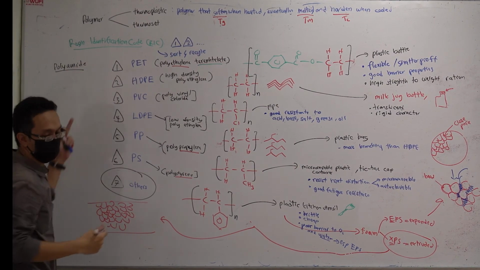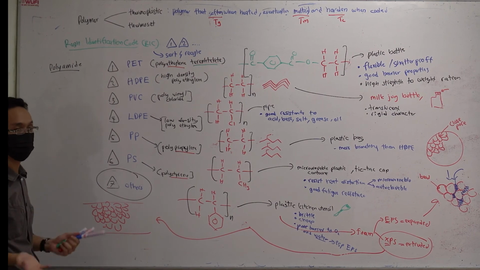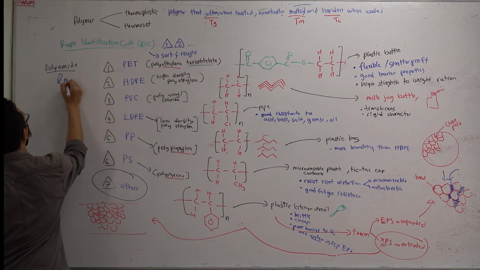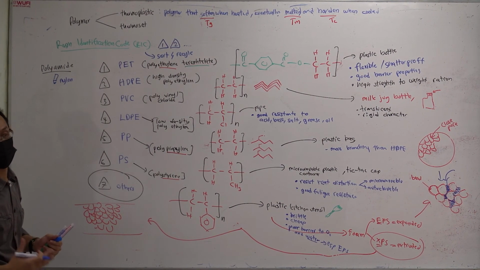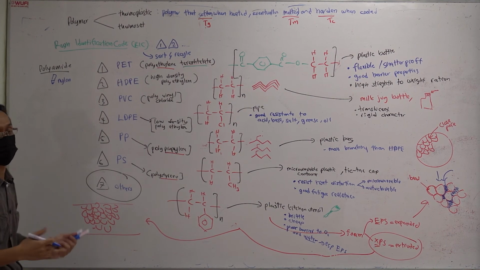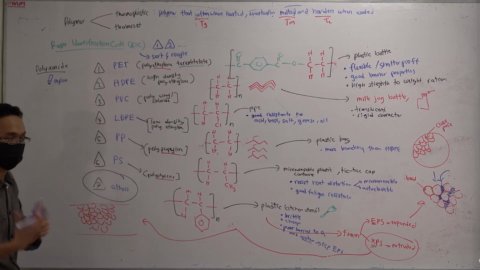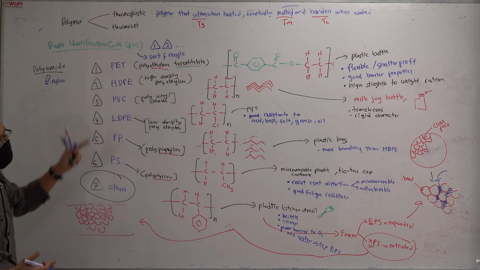Polyamide example for others. Polyamide is another name for nylon. We learned about nylon in the previous class, about the condensation polymerization of the nylon, so refer back to that. Polyamide can be melted and remelted again, so it falls under the thermoplastic.